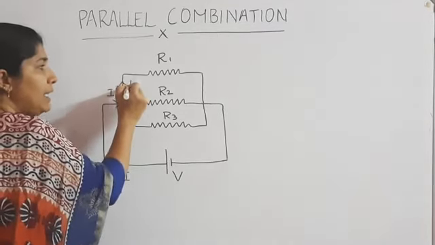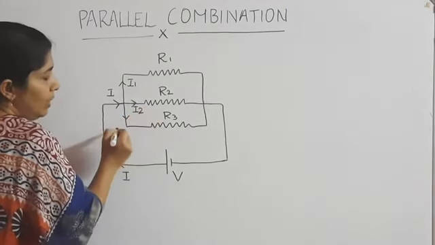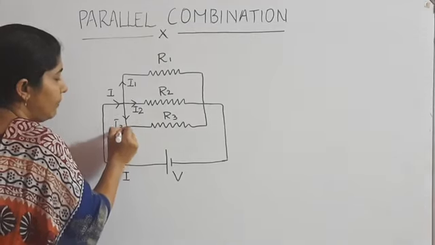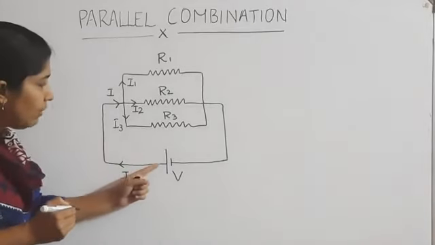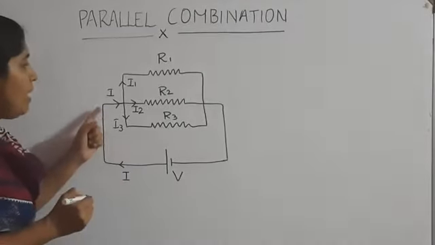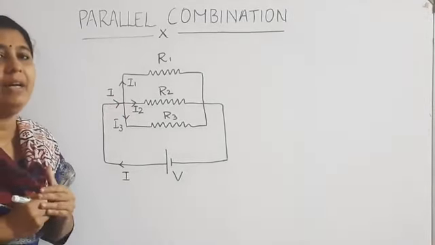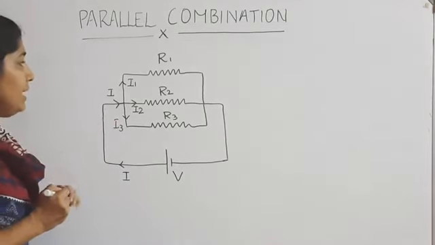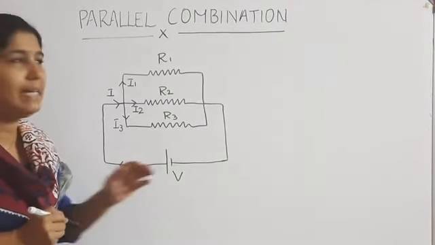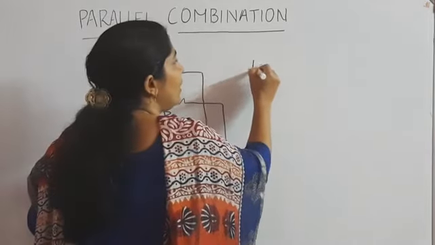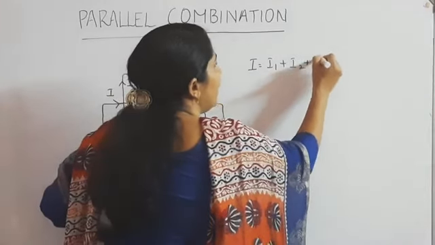If I1 is the current flowing through this path, I2 is the current flowing here and here it is I3. That means the total current I, the current drawn from the cell, is divided into three: I1, I2 and I3. So we can write the total current I is equal to I1 plus I2 plus I3. Total current I is divided into three.